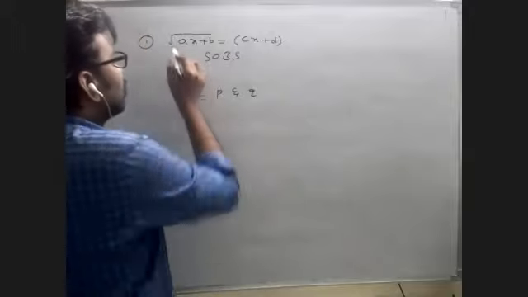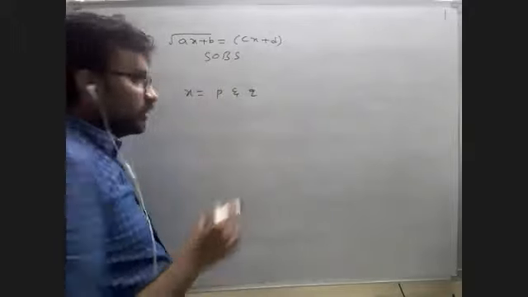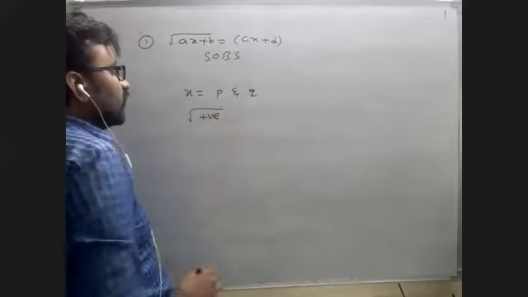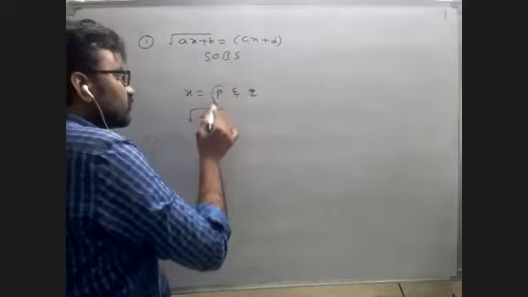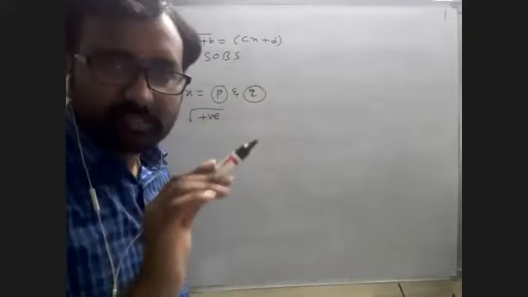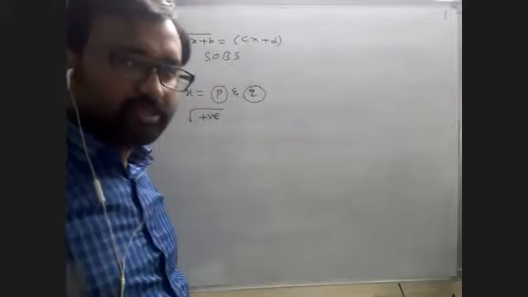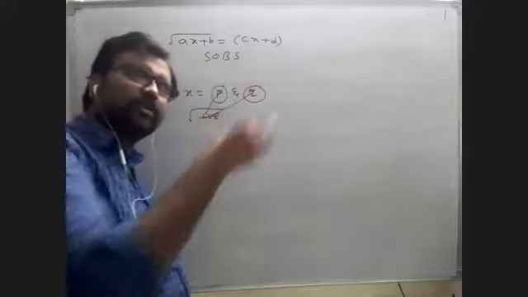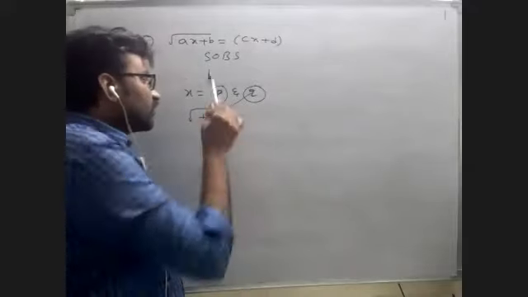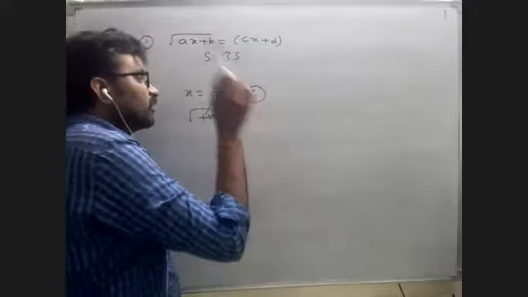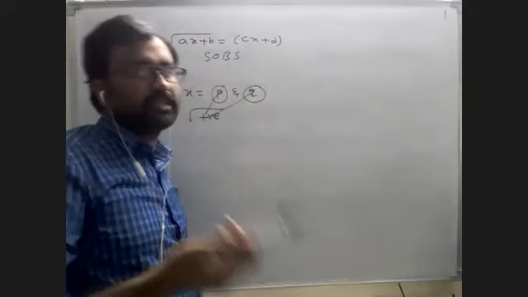Why? Because we have a square root, right? A square root always has a positive value. If you get negative by substituting p or q, that value is not the root, not the solution. If you get positive by substituting both p and q, both are the solution set. If you get negative by substituting p, that is not a root. If you get positive by substituting q, that is the solution.